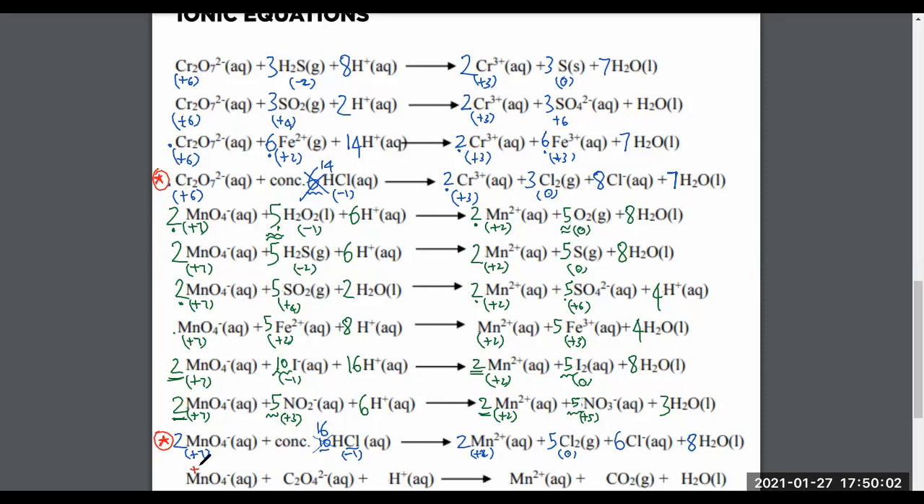In permanganate, manganese is +7. In oxalate, carbon is +3. From +7, manganese goes to +2. Carbon goes from +3 to +4. Manganese from +7 to +2, the difference is 5. So that 5 comes in front of oxalate. Oxalate from +3 to +4, the difference is 1, but there are 2 carbon atoms, so you put a 2 here. And then, to balance the manganese, you put a 2 here. To balance carbon, there are 10 carbon atoms here, so you have to put a 10 here.